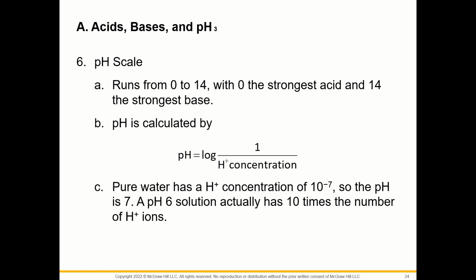This is the pH scale, which, as mentioned, is a logarithmic equation. The pH scale runs from 0 to 14, with 0 being the strongest acid and 14 being the strongest base. And there's the equation: pH is the log of 1 divided by the molar hydrogen ion concentration. It can also be expressed as pH equals the negative log of the hydrogen ion concentration.